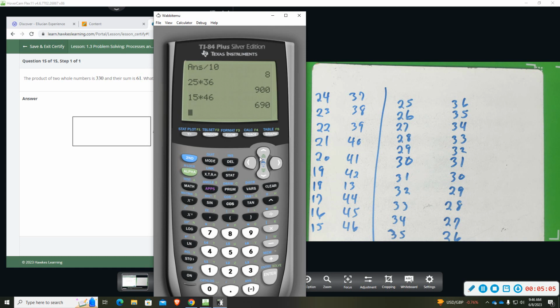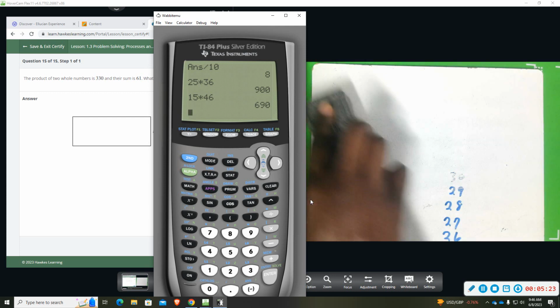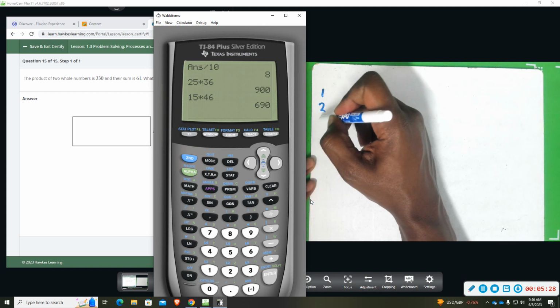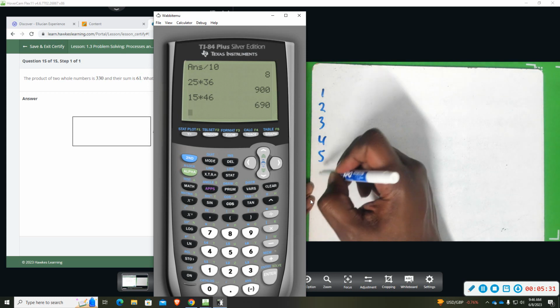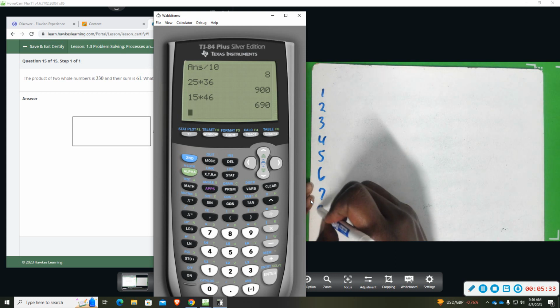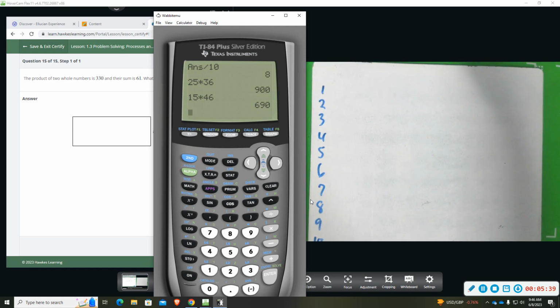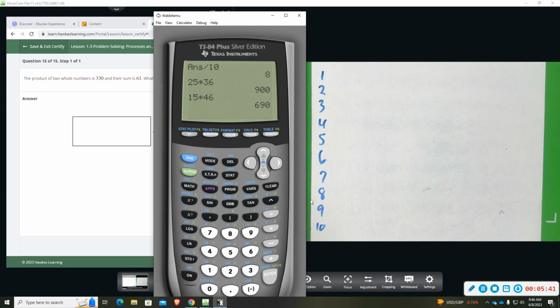Okay, that's 690. So it's still pretty big. That means I probably should have just started from the beginning because these numbers are a lot bigger than what we need, and they're still going down, and I need to be around 330. Okay, so I'm going to go below 15. So let me just start from the beginning. 1, 2, 3, 4, 5, 6, 7, 8, 9, 10. And we are wanting to add to get 61.